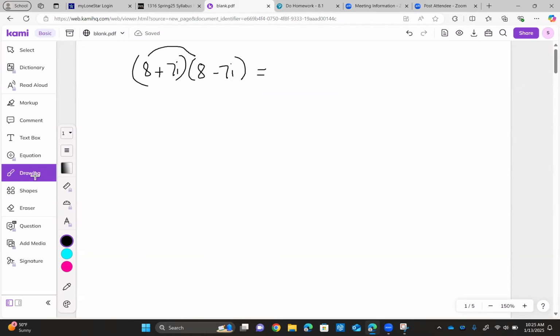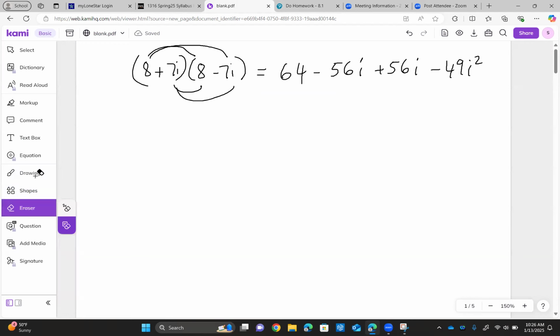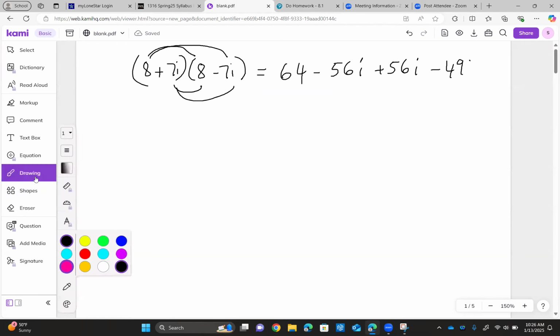8 times 8 is 64. 8 times negative 7i is negative 56i. These two will give me a positive 56i. And then these two will give me a negative 49i squared. But again, remember, I am not allowed to keep the i squared. I will erase it right away. And instead of i squared, I'm just going to plug in a negative 1.